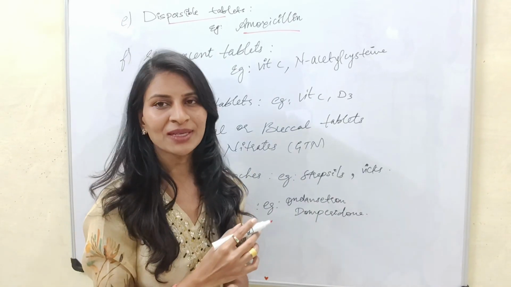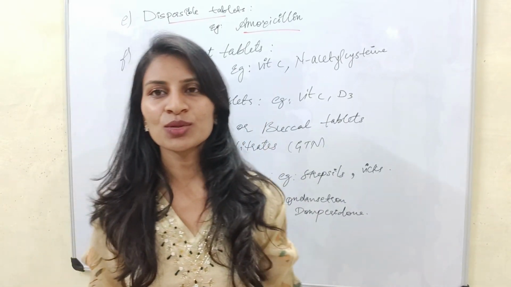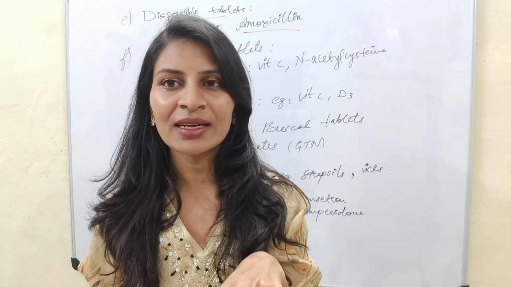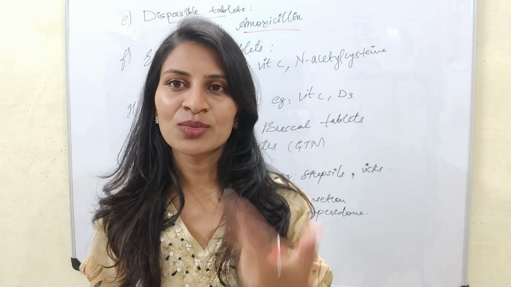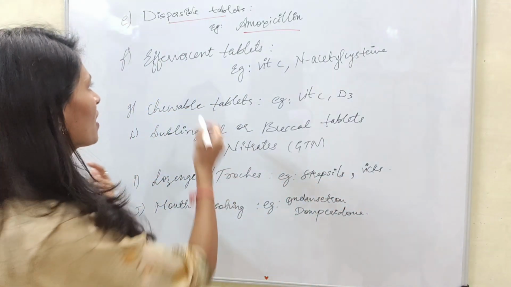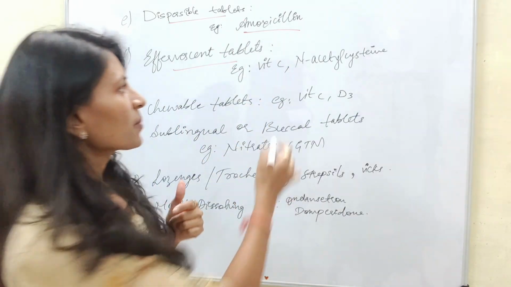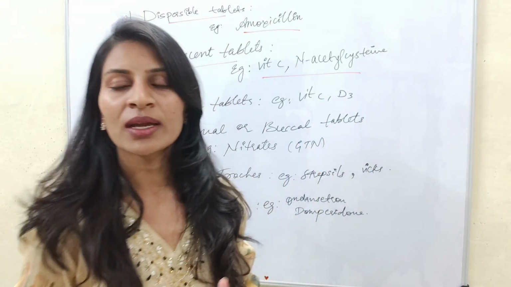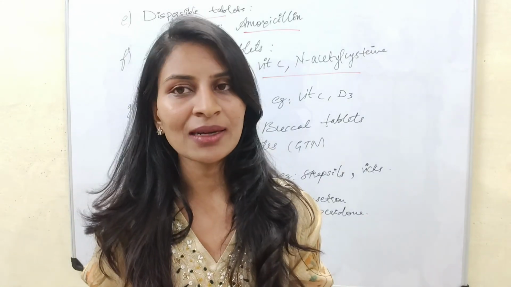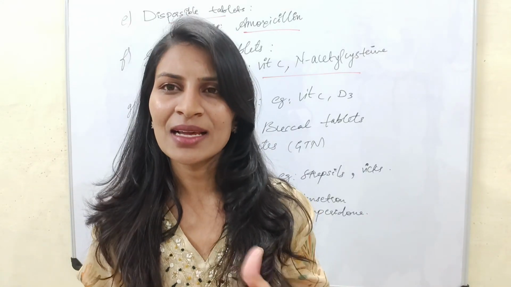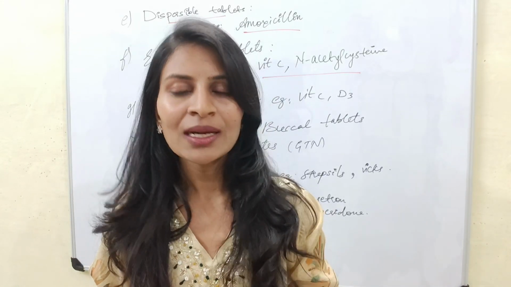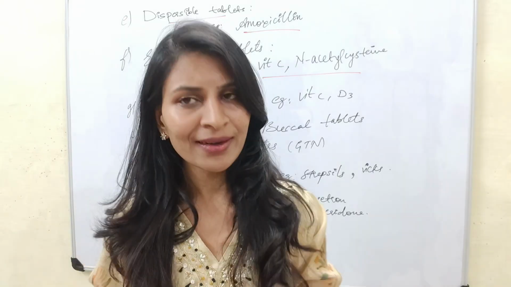Next, we have the dispersible tablets, example amoxicillin. So it has to be put in the water and it gets disintegrated immediately, and that has to be administered. Okay, so that is dispersible tablet. One more is effervescent tablets, that is example vitamin C and N-acetylcysteine. Okay, effervescent is like dispersible tablets, but these tablets contain acidic substances, carbonates, bicarbonates. So when they come in contact with the water, they release CO2 and disintegrate in the water.